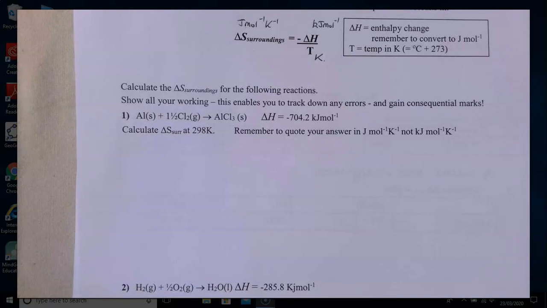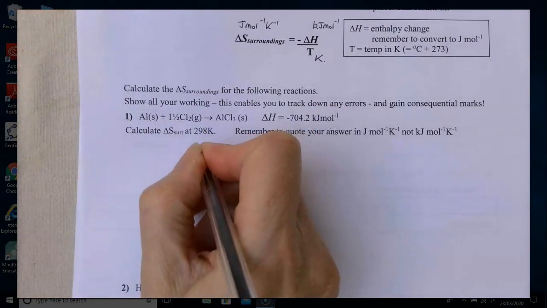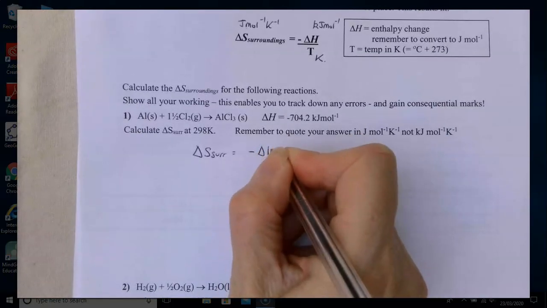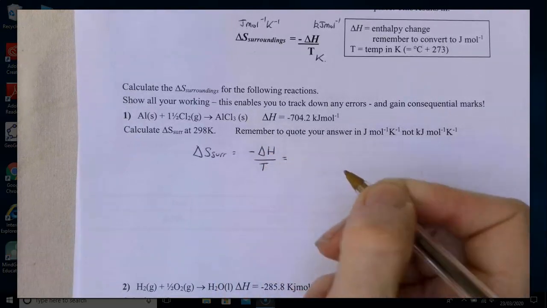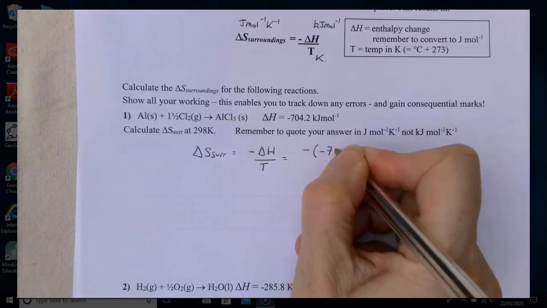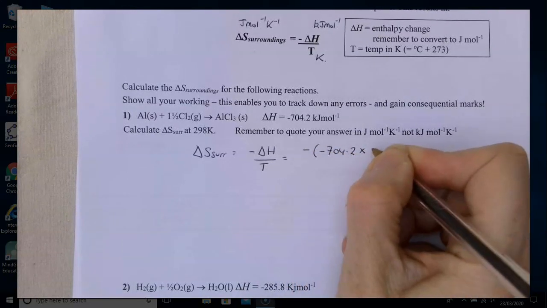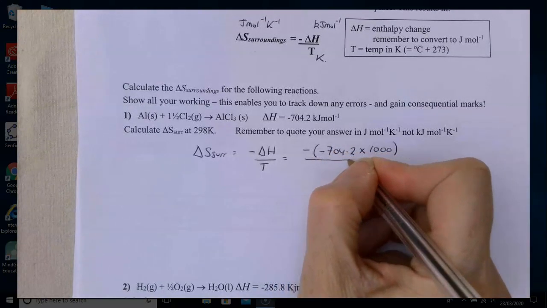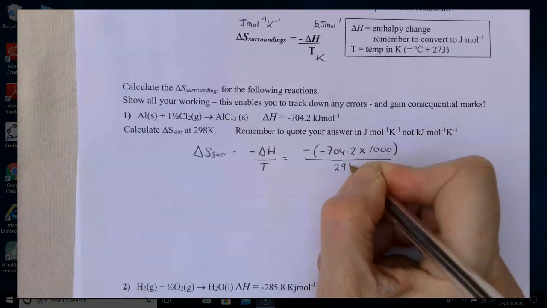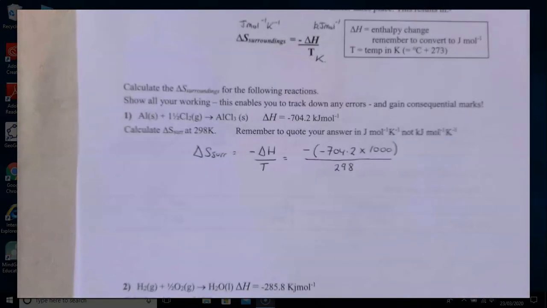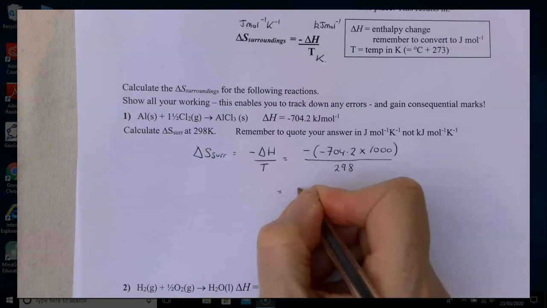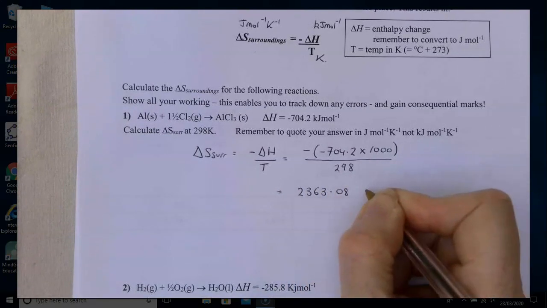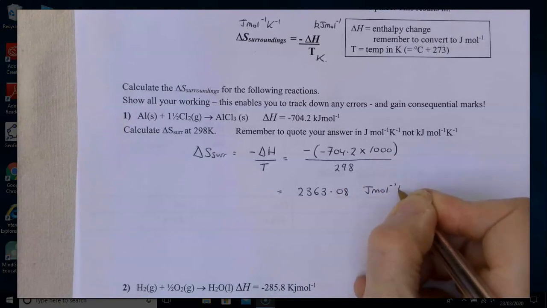So here I've just been asked to calculate the delta S surroundings. I've been given the delta H for the reaction, so I'm just going to write out my little formula. Delta S surroundings is equal to minus delta H over T, and so that's equal to minus 704.2 times by 1,000 to change it from kilojoules to joules, and divide by 298. That's my temperature in Kelvin. So I'm going to put those numbers into my calculator, and I should get 2363.08 joules per mole per Kelvin.